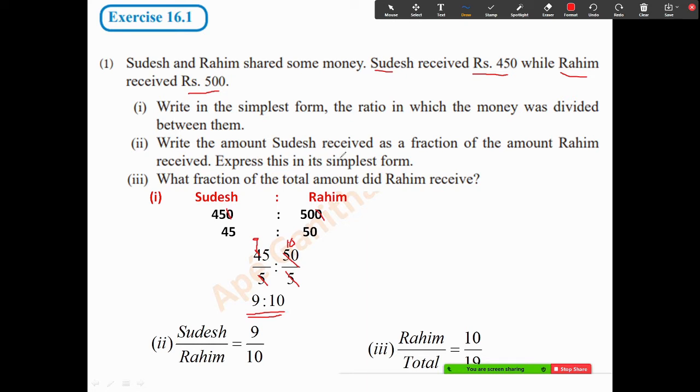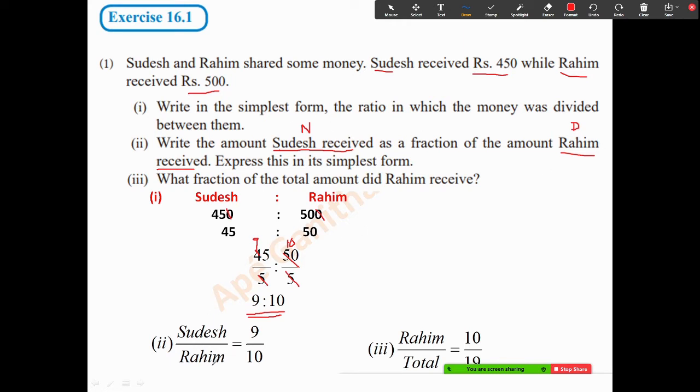Write the amount Sudesh received as a fraction of the amount Rahim received. That means here numerator is Sudesh's part. Denominator is Rahim's part. Here, this is the numerator, this is the denominator.